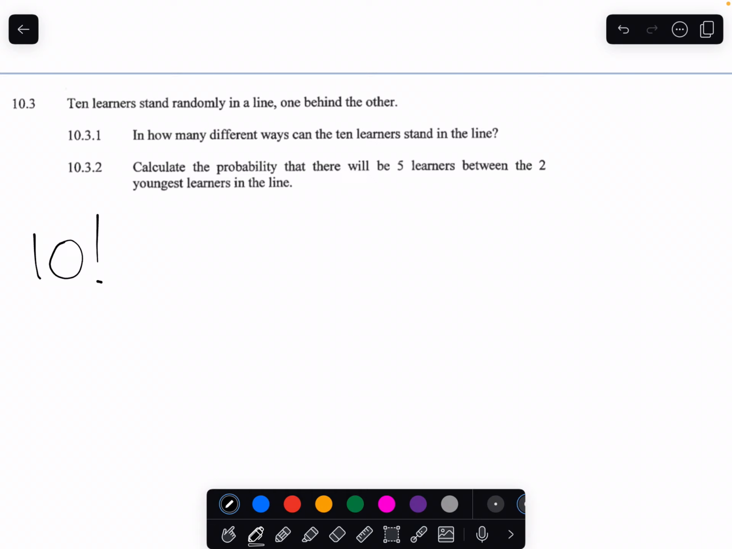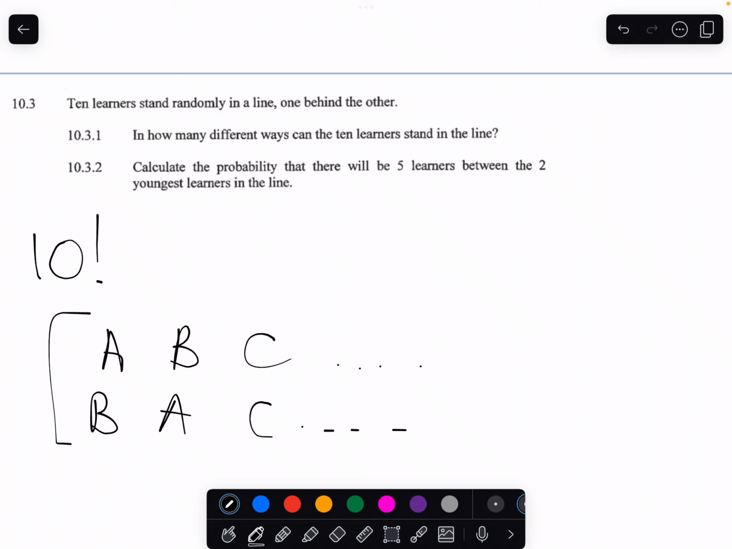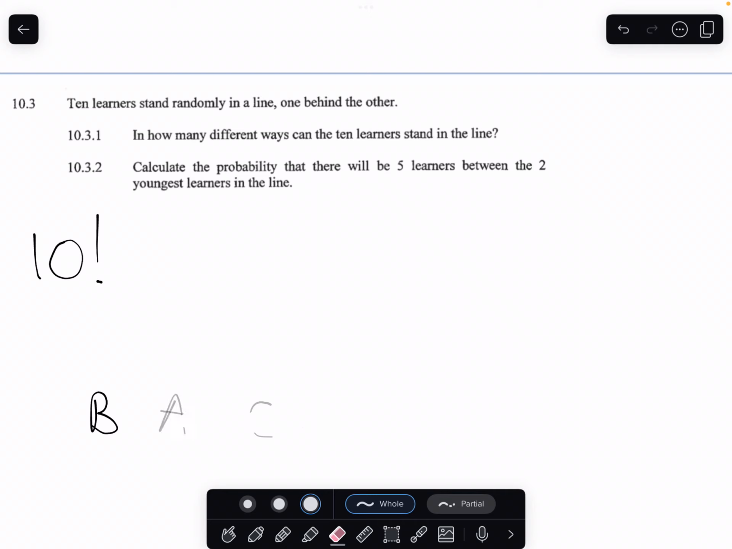So if I have Billy, Allison and Christy in alphabetical order, and I just swap Billy and Allison and keep everything else the same, these count as 2 different arrangements. So the order does matter, meaning that we have 10 factorial arrangements. We don't have to think about, but what if these ones swap? Isn't it still the same? It's 10 factorial arrangements.